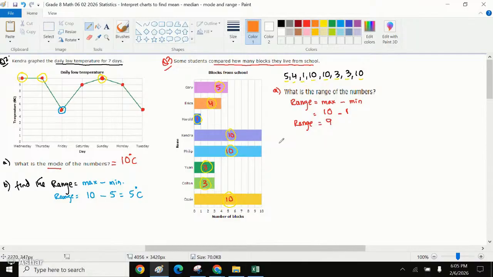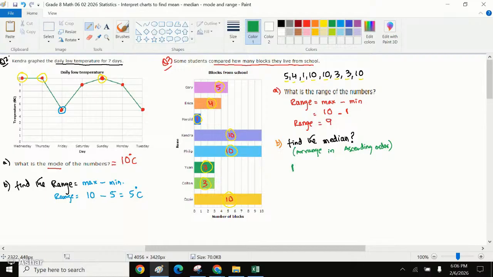So for the second part, part B, find the mode or find the median. Okay, let's do the median. We did the mode already. So we know that median is always the middle value, right? And for median, what we need to do is arrange in ascending order. Ascend means from smallest to the largest. So let's arrange these numbers in ascending order.